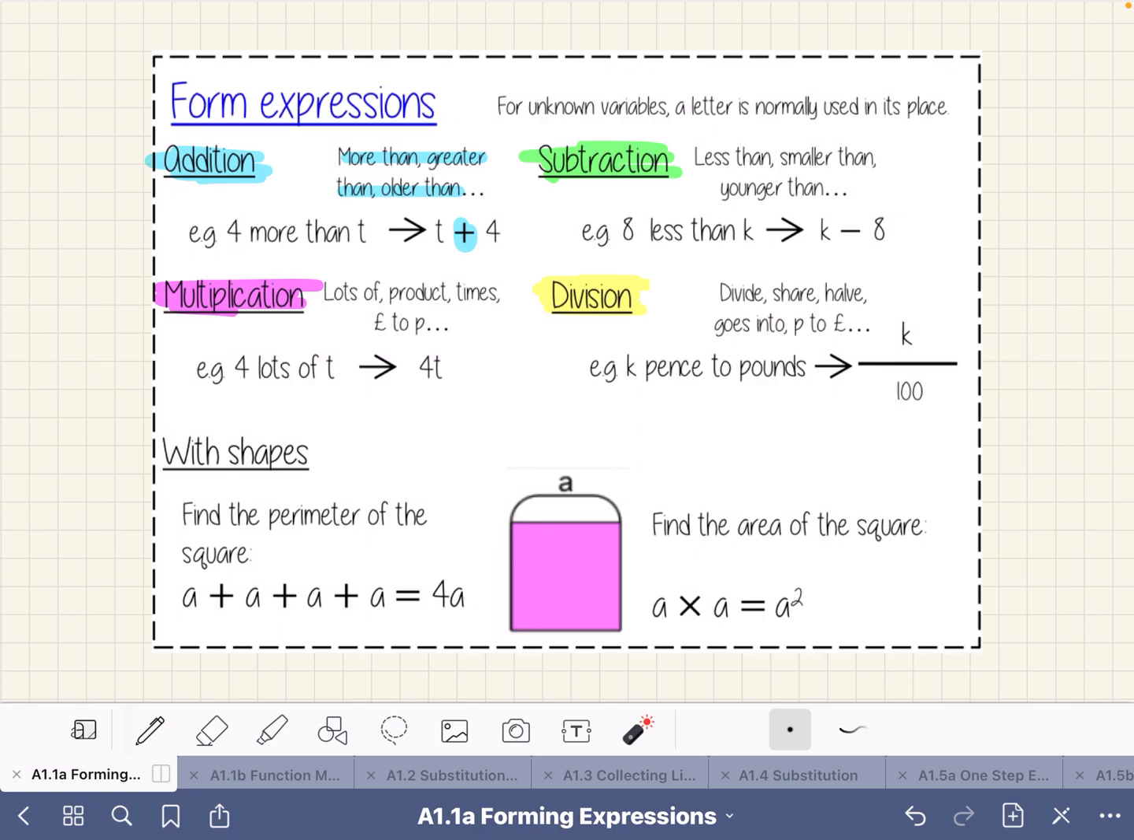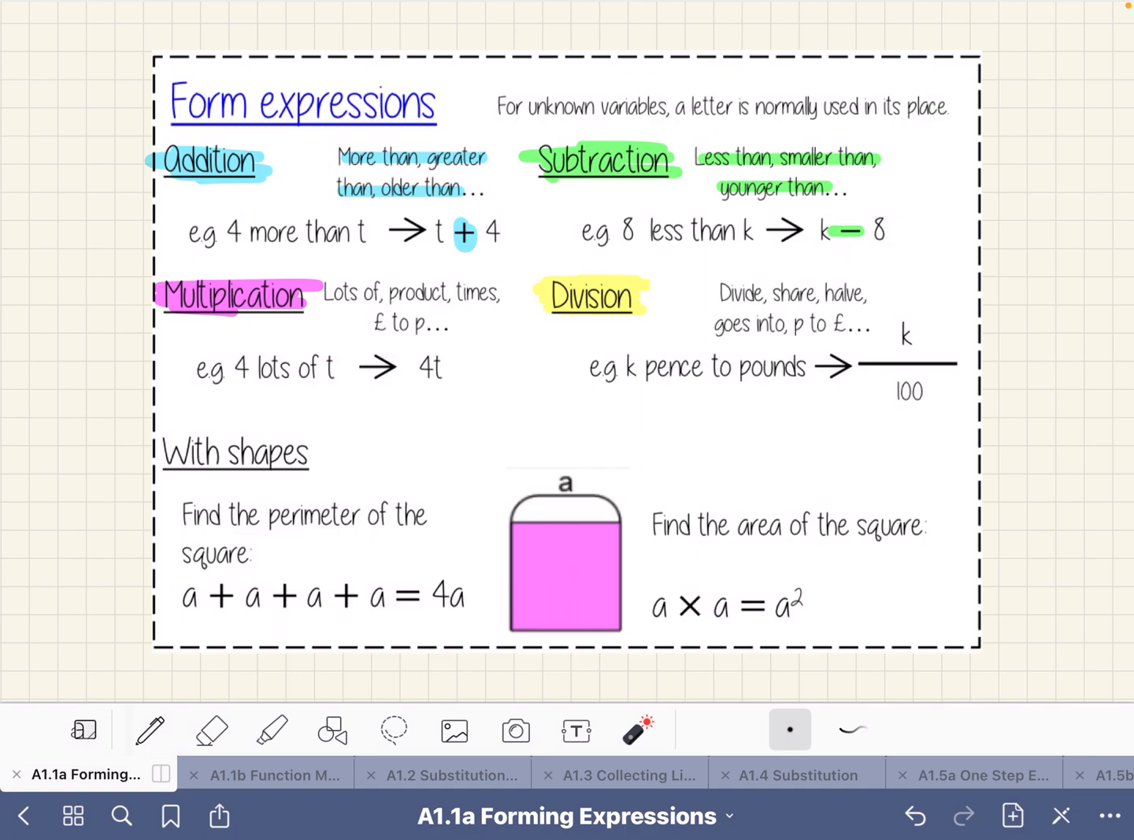This works the same with subtraction. The words less than, smaller than, younger than, all suggest that something is decreasing in value or smaller than the original value. We again start with writing the letter given to us. So in this case, 8 less than K, K is written down first. The less than suggests we are subtracting, and in this case, it is 8 we are looking to subtract. We end up with K minus 8 as our final answer.